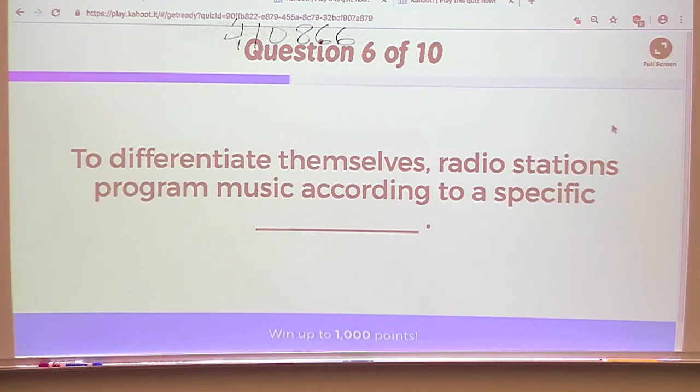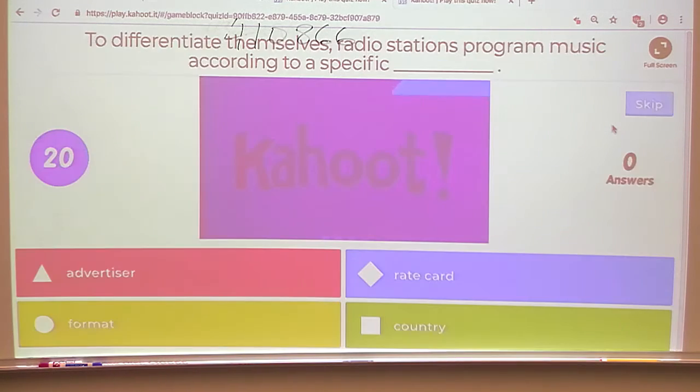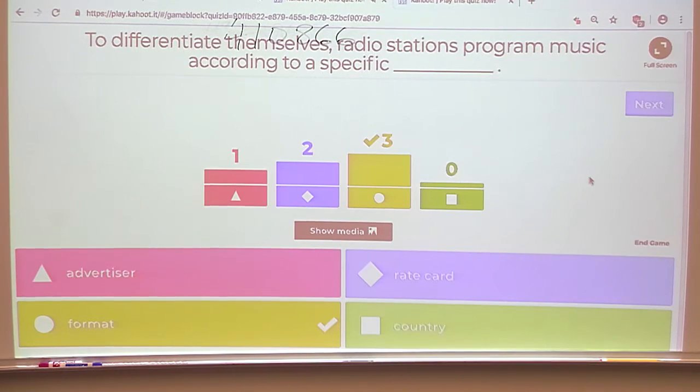To differentiate themselves, radio stations program music according to specific, what's the name that we give to the musical character of a radio station? Stations have different what? Advertisers, formats, rate cards, or countries. And there we go, we had a majority get it right. So those are called radio formats. That refers to the particular type of music that you'll hear on a radio.